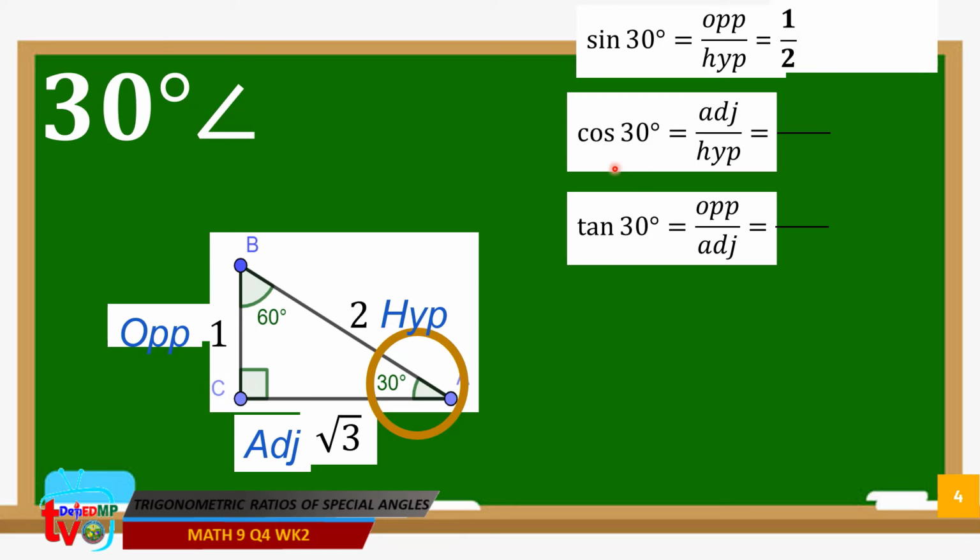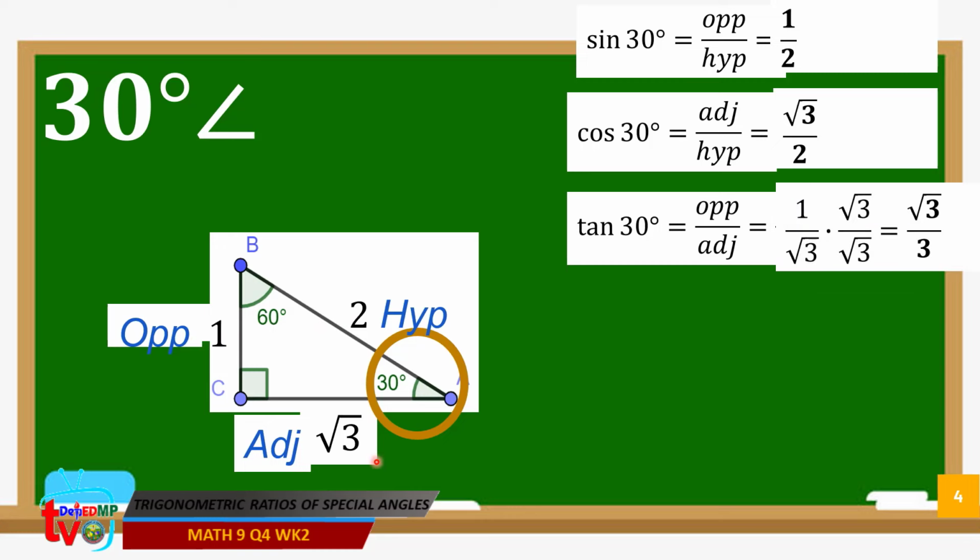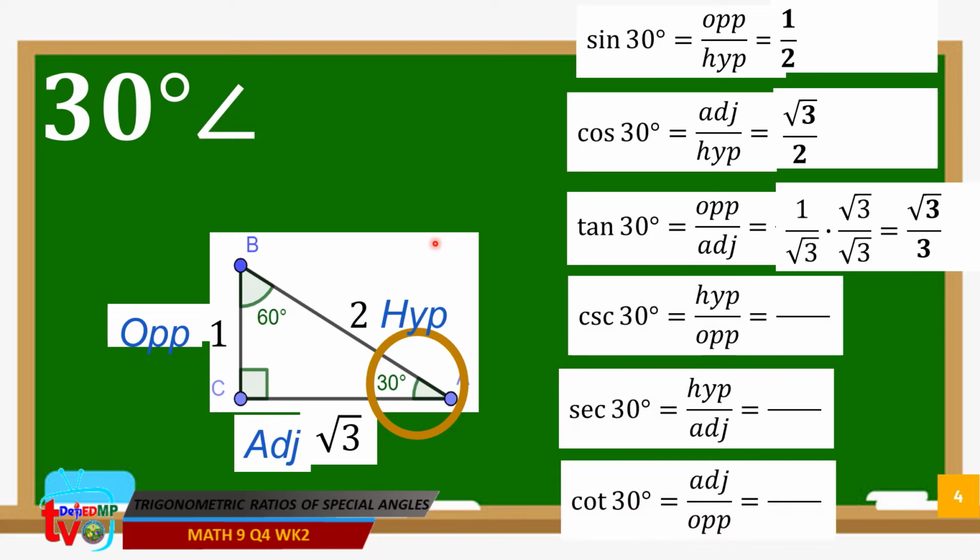Now, what is cosine 30 degrees? You're right again. It's square root of 3 over 2. And tangent 30 degrees is? You got it. It's opposite over adjacent. 1 over square root of 3, rationalized, is square root of 3 over 3. Now let us find the other 3 trigonometric ratios of a 30-degree angle.